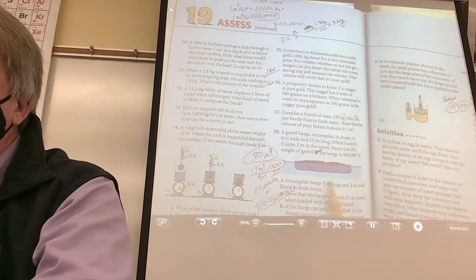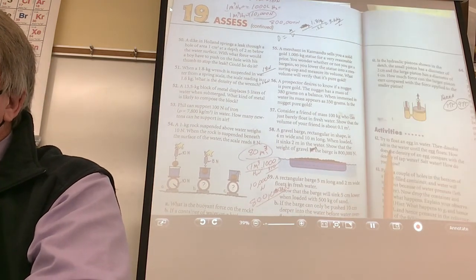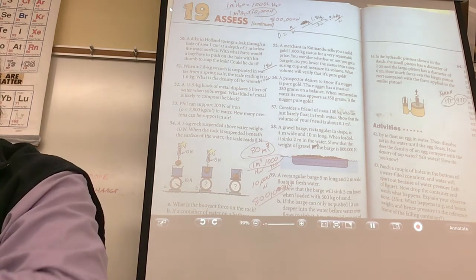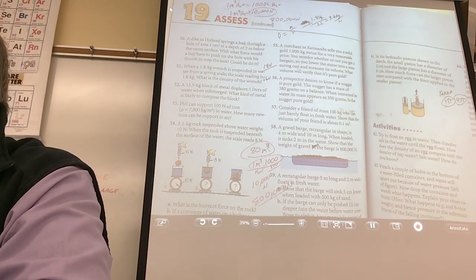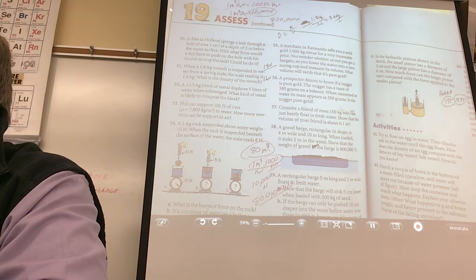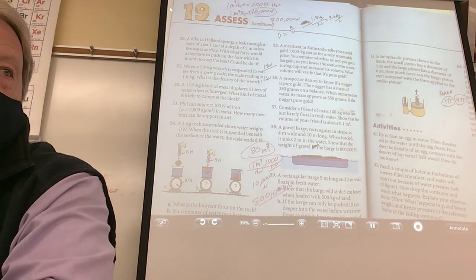Here's one of my favorite questions here. A gravel barge, rectangular in shape, is 4 meters wide and 10 meters long. When loaded, it sinks 2 meters in the water. Show that the weight of the gravel is 800,000 newtons. What? How are you supposed to do that?